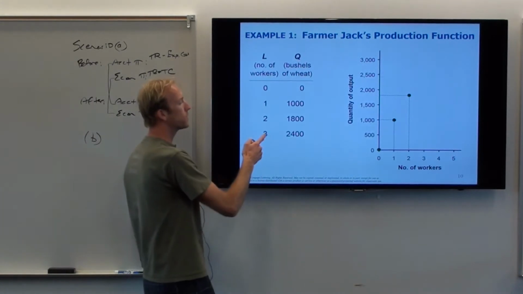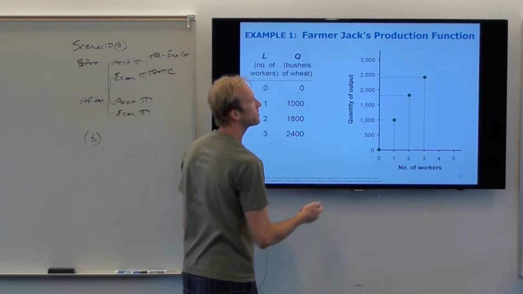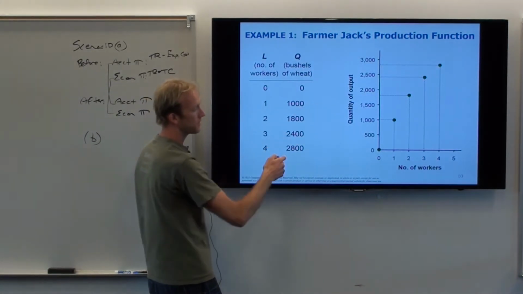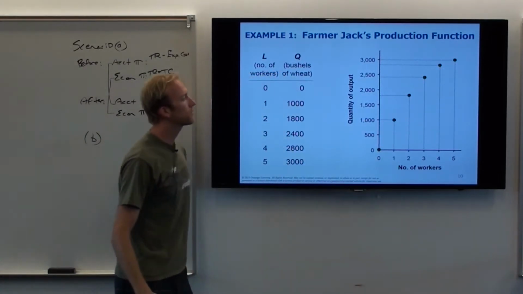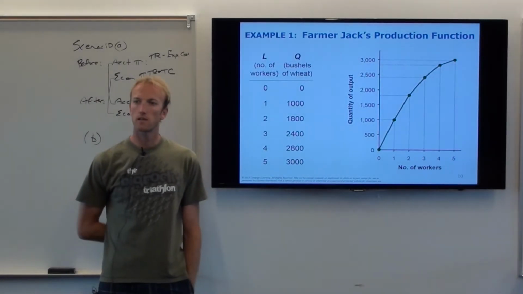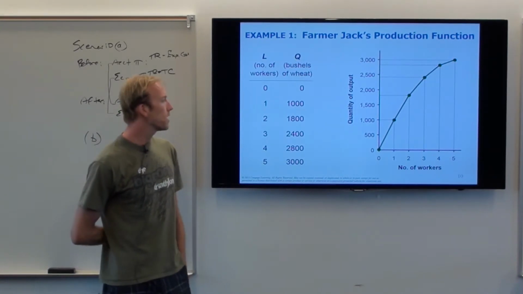Let's say that when he hires 3, it goes up to 2,400. So we have 3, 2,400. Let's say when he hires 4, it goes up to 2,800. Again, right there. And 5, it goes up to 3,000. Then we can connect those with a line, and we get something that looks like that. So you see what's happening here?